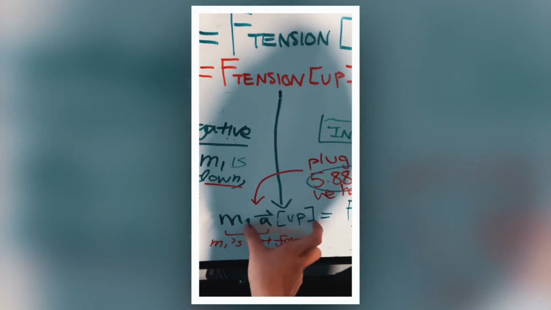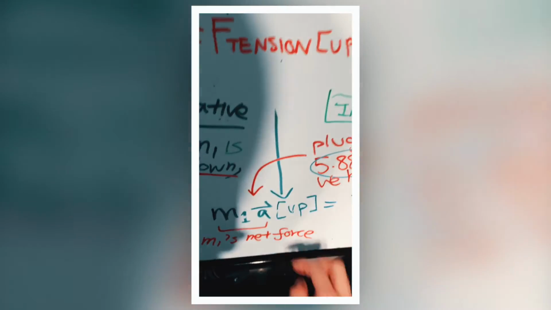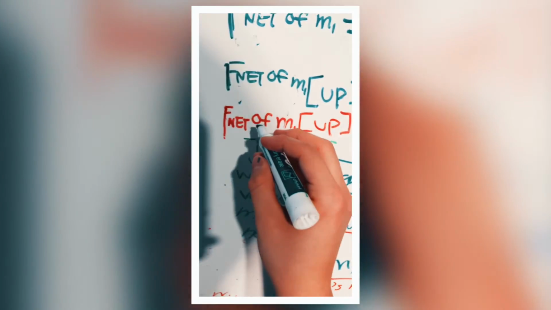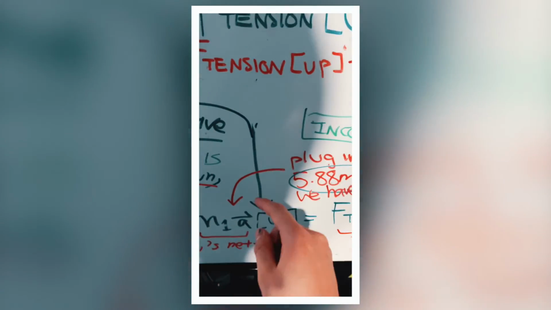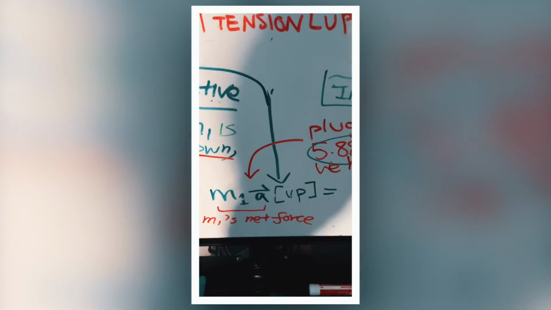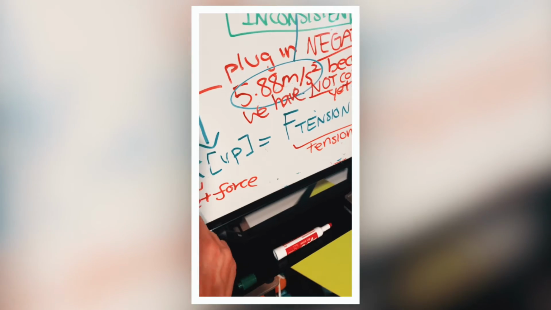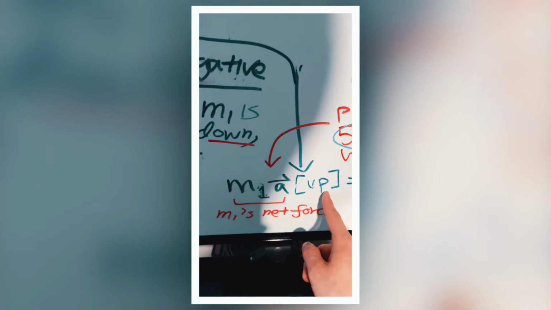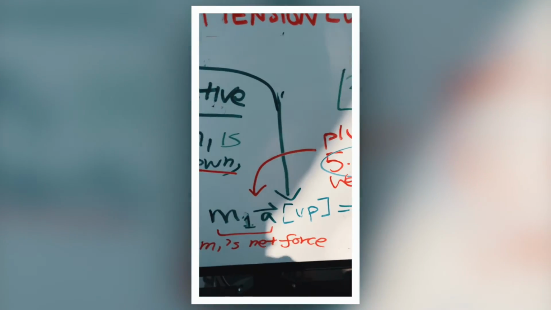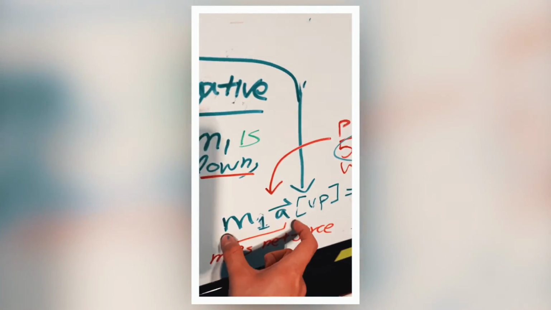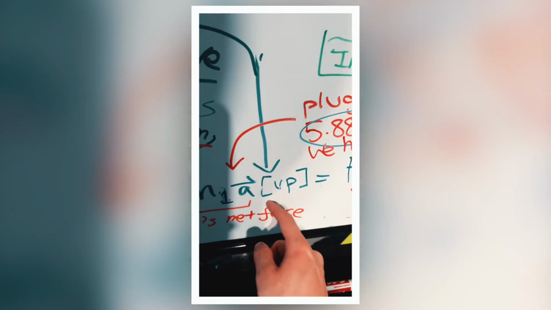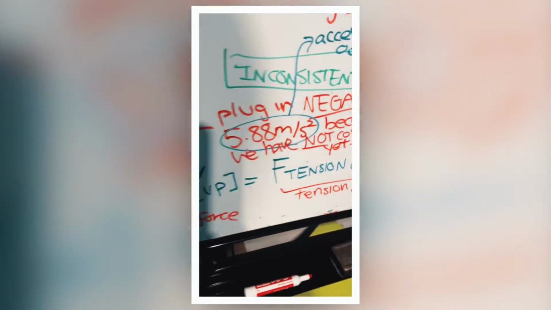This is not the tension force. So I'll draw the arrow again. So this is the F net of M1. So net force of M1 equals M1 times acceleration of the string, right? And this is still going up, right? Not going up, going down in reality, but the vector direction is up. So therefore M1A is going to be a negative value because this is expressed in the up direction form.